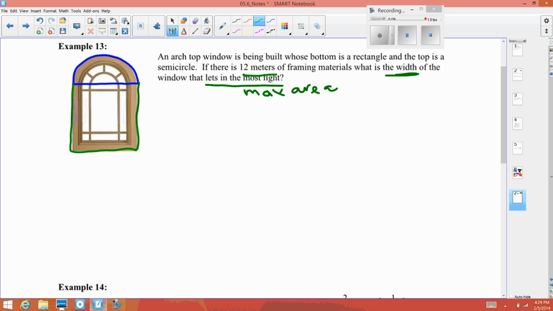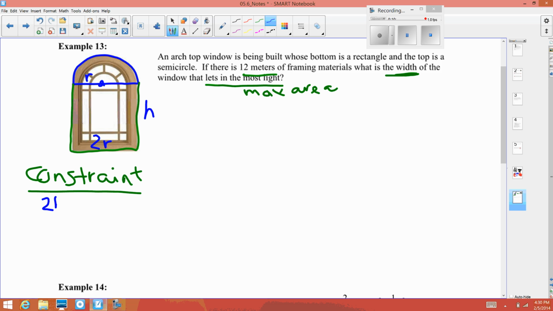All right, so our constraint, what's going to limit us? That 12 meters. All right, so that's going to be the perimeter. So let me get some units on here. I'm going to call this part R. So that makes the bottom part 2R. Okay, this part I'll call H for height. I could use width, I guess, and height, but R's fine. I like that better.